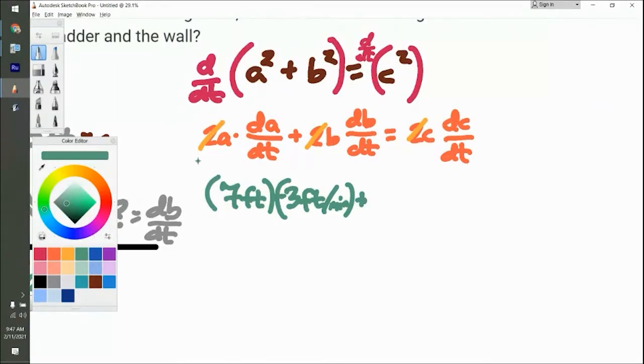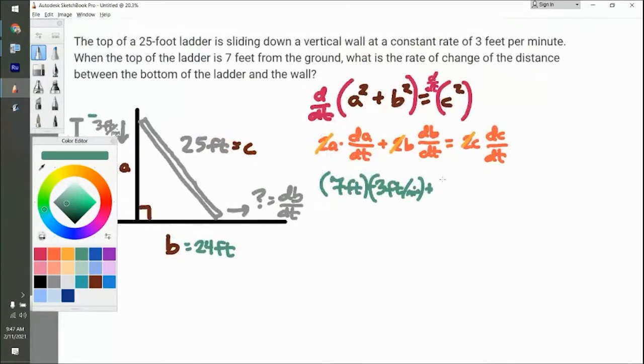All right, B is equal to 24 feet. dB over dt is what we're looking for, so I'm just going to write dB over dt. C is equal to 25 feet. And then what is dC over dt here? Why is it 0? It's not changing. I thought 1 because it's constant. Well, if it's constant, it's not changing. If it's not changing, then the rate of change is 0. Very good job. Sometimes that's the most confusing part.